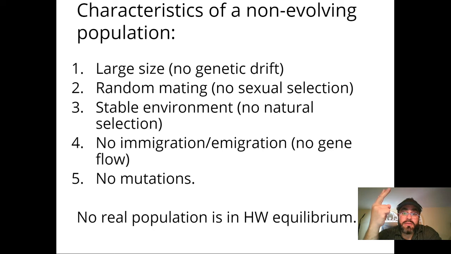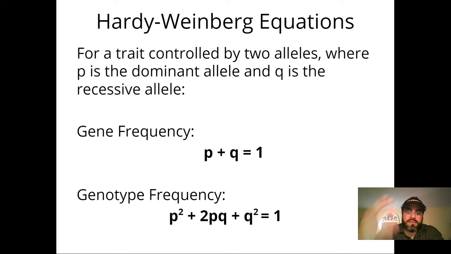Number two, that there's random mating. There's no sexual selection. Everybody is equally likely to have offspring. Number three, that the environment is stable. So there's no natural selection. One particular set of genes is not being chosen over another. Number four, there is no immigration or emigration. No one is leaving or entering this population. And number five, there are no mutations. This is just theoretical. No real population is in Hardy-Weinberg equilibrium, at least not for very long, because all of these things happen. I just went over the fact that they change.